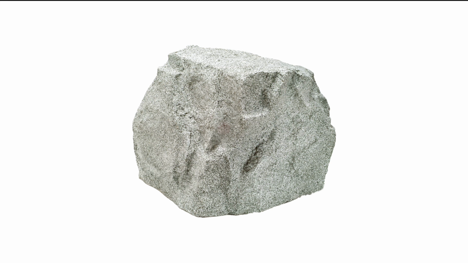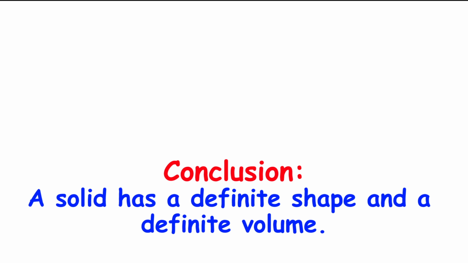Do you think that the volume of a rock will increase if I put it in a bigger container? No. Thus, the volume of a rock is fixed. What's your conclusion about the shape and the volume of a solid? A solid has a definite shape and a definite volume.